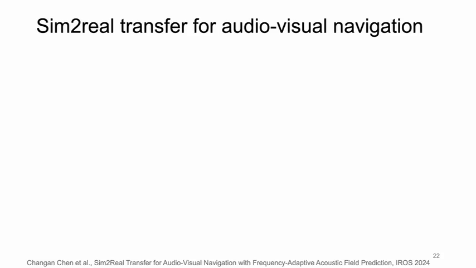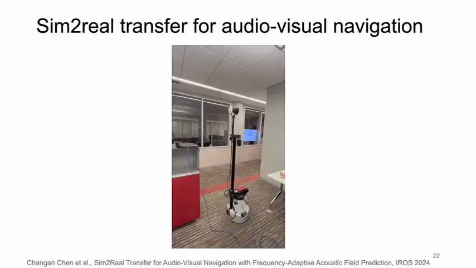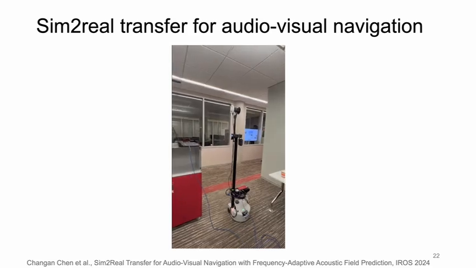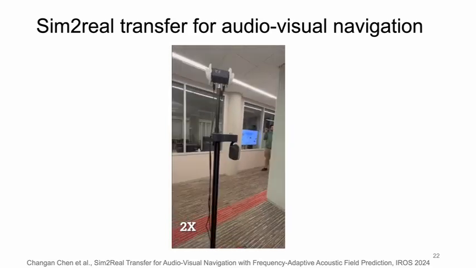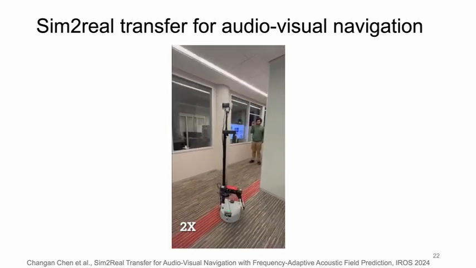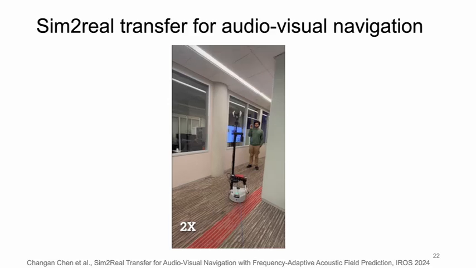Not only does it work in the simulation, but also in the real world. In the follow-up work, we showed that we could also possibly transfer a policy trained in the simulation to the real world with some frequency adaptive acoustic field prediction. Here, the robot is navigating to the person with the sound holding the phone.